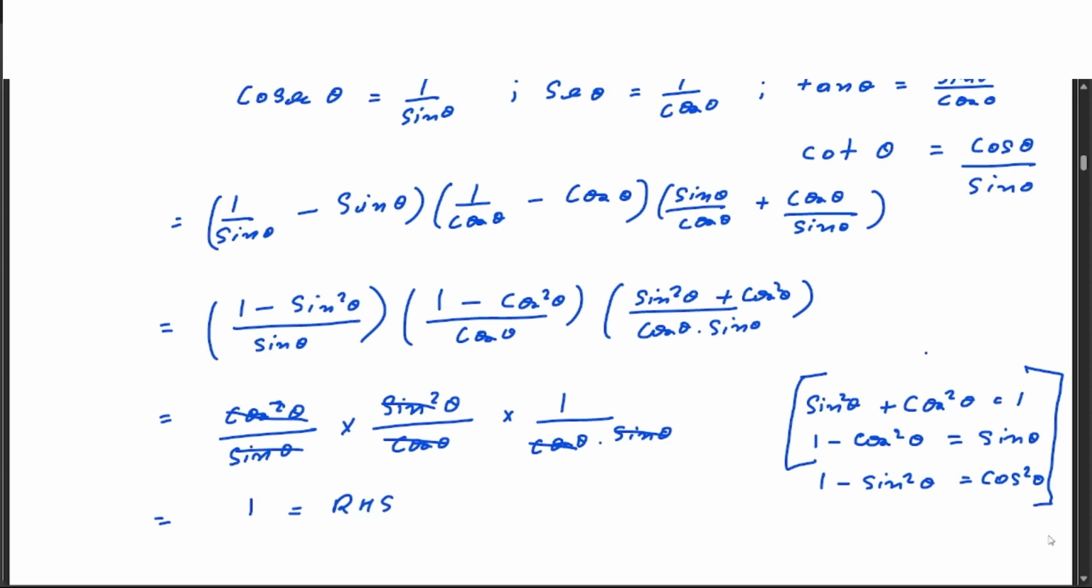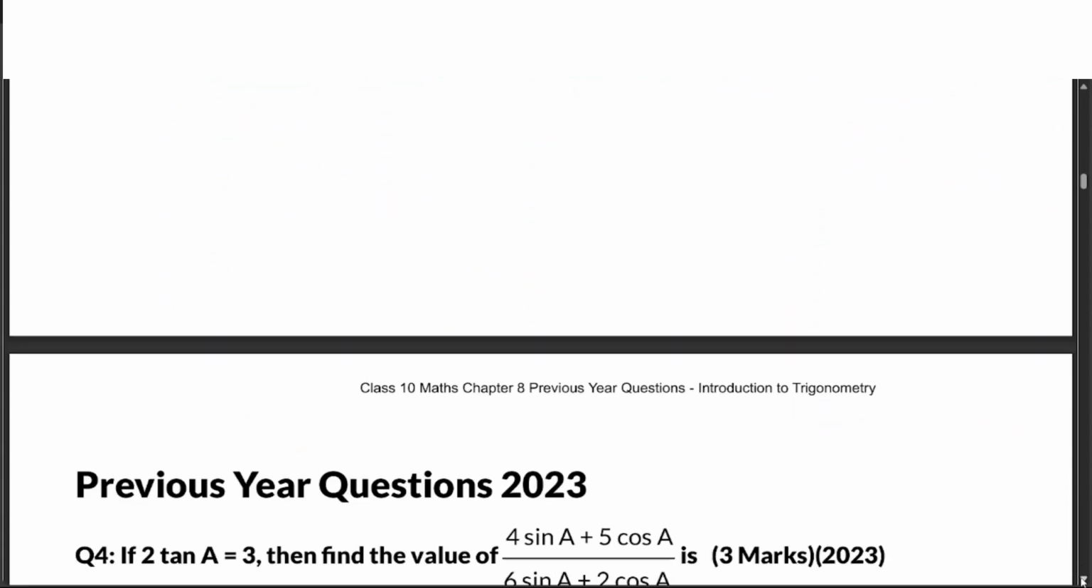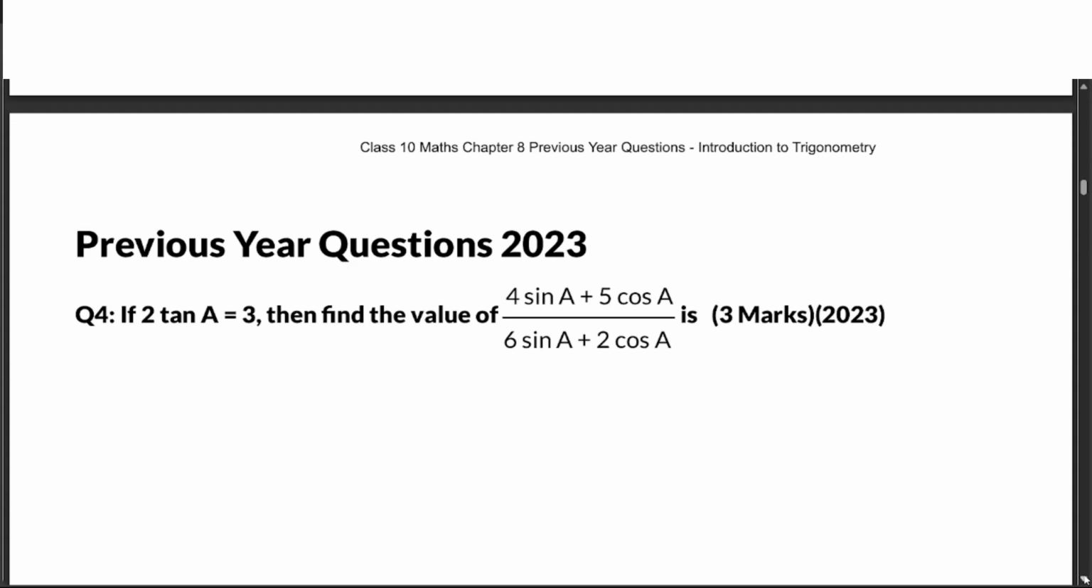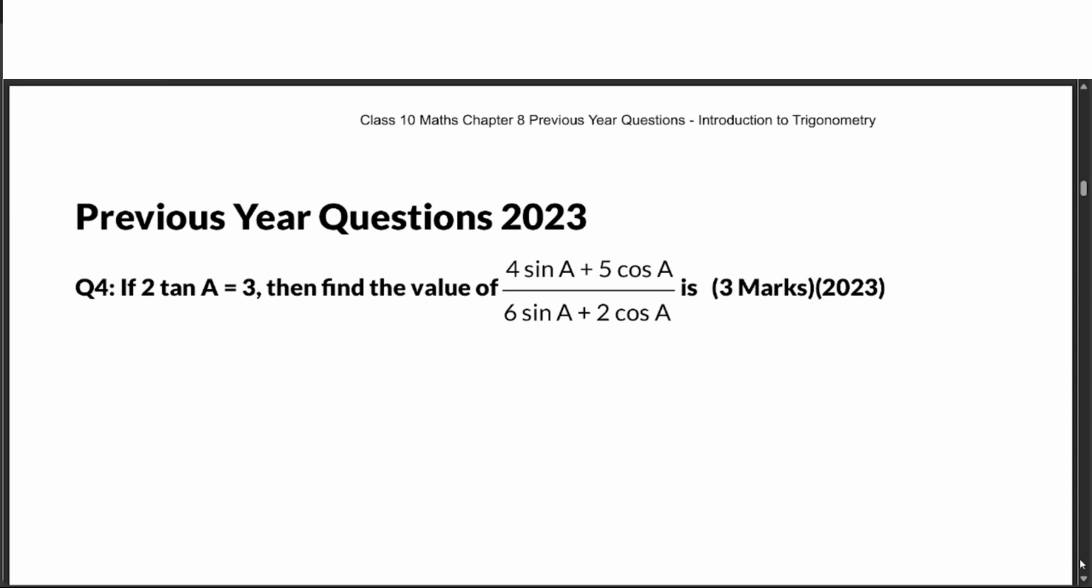So same way, whenever you get such a type of question, you can transpose all these terms in the form of sine theta and cos theta. Now coming to the 2023 question. This is a 3 marks question. First understand what the question is saying: if 2 tan A is equal to 3, find the value of 4 sine A plus 5 cos A over 6 sine A plus 2 cos A.